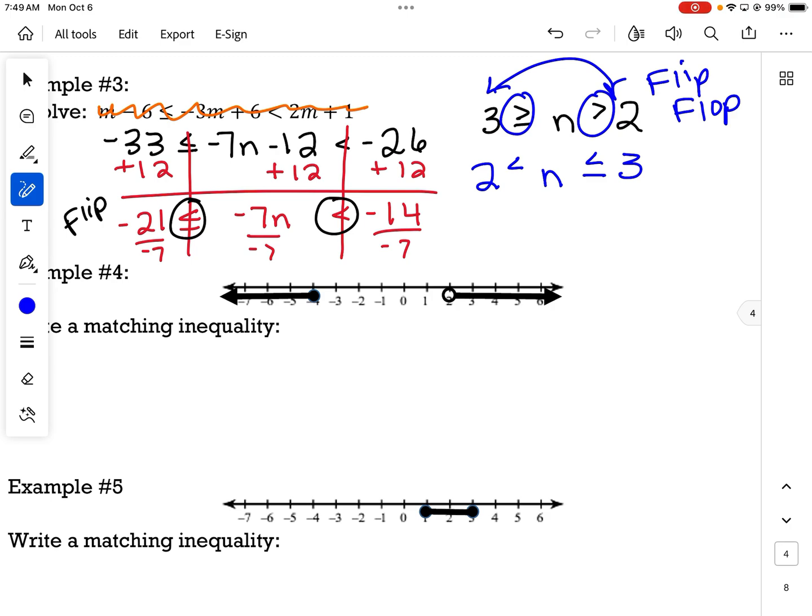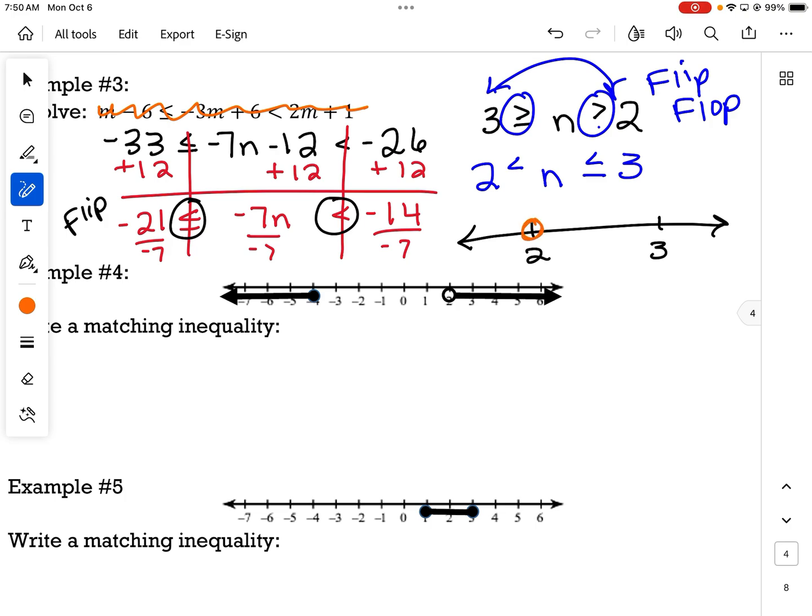You've got to switch them and also keep, see how this has no or equal to on the 2 side? You've got to keep the no or equal to with the 2. But the 3 has the or equal to, so keep the or equal to on the 3 side. So this tells me that n is between 2 and 3. Zero would not go between 2 and 3, right? We wouldn't do that. So we are just going to leave it 2, 3, that's it. And let's graph it.